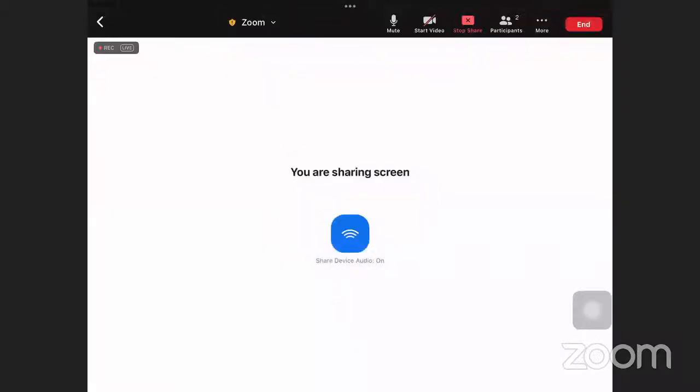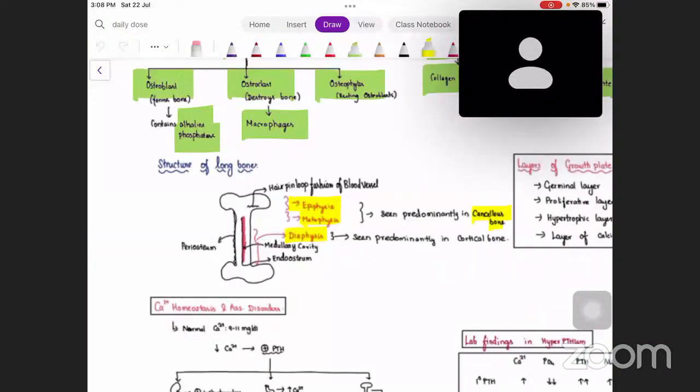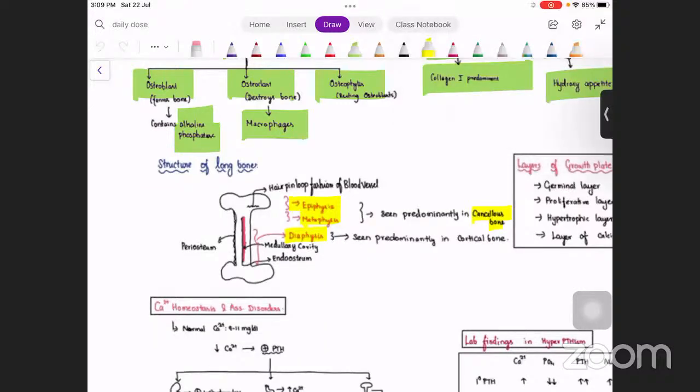Okay, if you could hear my voice and see the screen properly, type yes in the chat box. Faster, people.